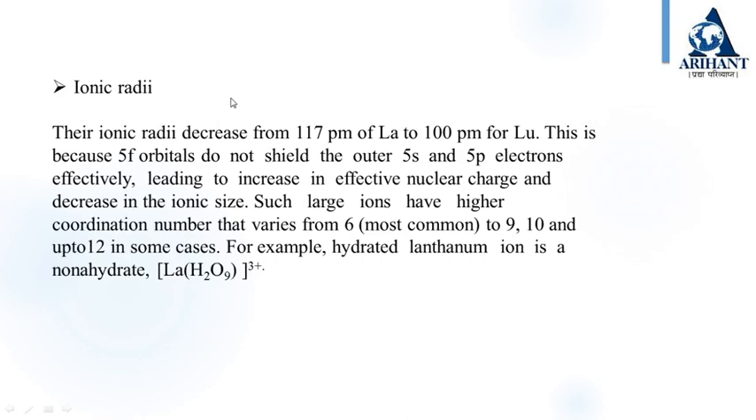The ionic radii. The ionic radii decrease from 117 picometer for lanthanum to 100 picometer for lutetium. This is because 4f orbitals do not shield the outer 5s and 5p electrons effectively, leading to an increase in effective nuclear charge and a decrease in ionic size. Such large ions have higher coordination numbers that vary from 6 to 9, 10 and up to 12 in some cases. For example, the hydrated lanthanum ion is a nonahydrate.